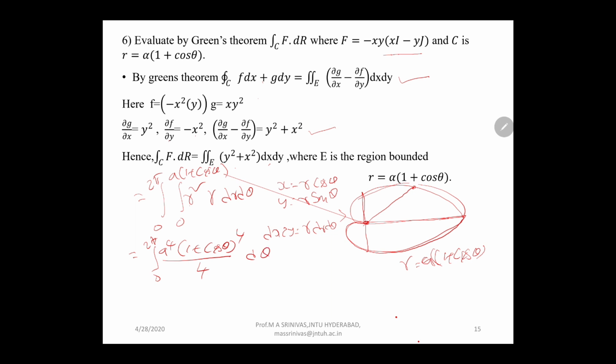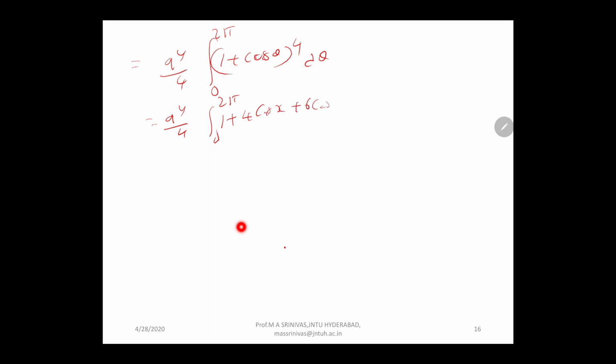So this is a power 4 by 4 integral 0 to 2 pi of 1 plus cos theta whole to the power of 4 d theta. Now for this, apply the binomial expansion of 1 plus cos theta whole power 4: 1, plus 4c1 into cos theta, 4c2 into cos square theta, 4c3 into cos cube theta, 4c4 into cos power 4 theta, d theta.